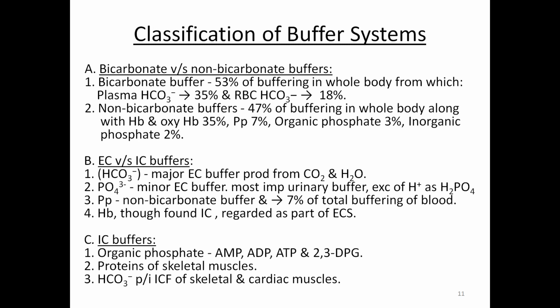Then plasma proteins form the non-bicarbonate buffer in the blood and are responsible for 7% of the total buffering of blood. Then hemoglobin, even though it is found intracellularly, is more conveniently regarded as part of the extracellular system. Okay. Now your intracellular buffers include organic phosphate, which includes AMP, ADP, ATP, and even your 2,3-DPG. Then proteins of skeletal muscles, and also bicarb present in the intracellular fluid of skeletal and cardiac muscles.